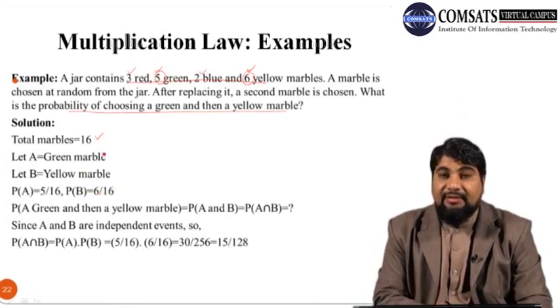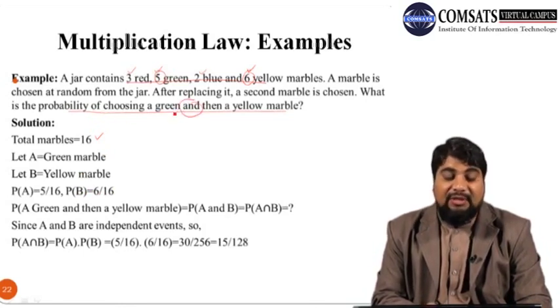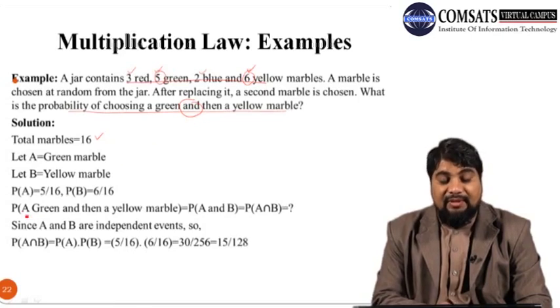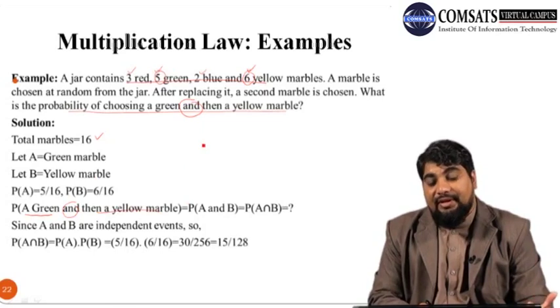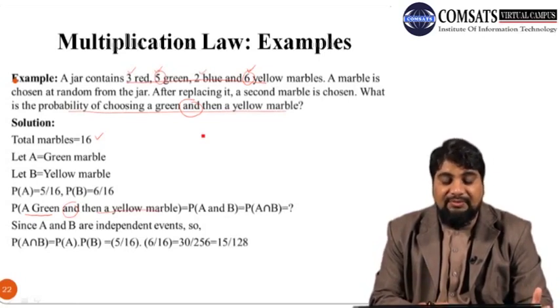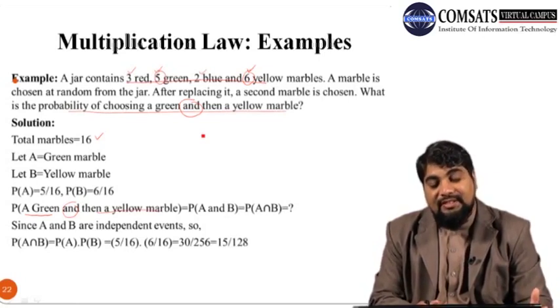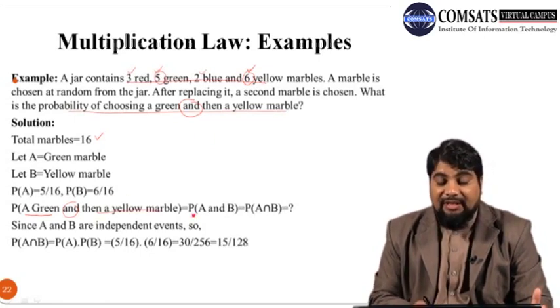So coming to our main question: find the probability of choosing a green and then a yellow marble. Since these marbles are independent, the green marble has nothing to do with the yellow one and the yellow has nothing to do with the green one, so we can say that they are independent. So the probability of A intersection B is our required task.